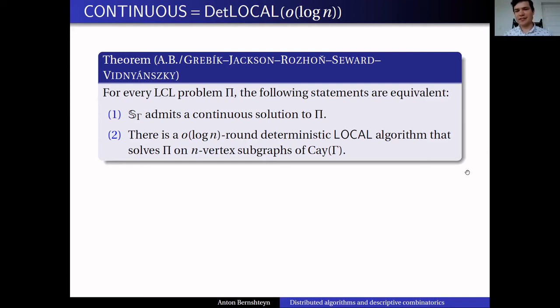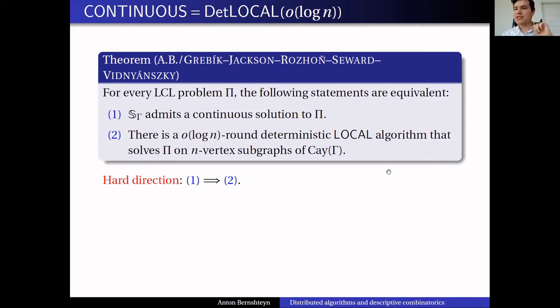Again, having a continuous coloring or continuous labeling that solves the problem on the shift graph is exactly the same as having a little o of log n round deterministic local algorithm on finite subgraphs of the Cayley graph. The direction from 2 to 1 is very similar to what I sketched for getting a Borel solution: given a deterministic algorithm, you need to get this continuous solution. A similar argument in this context can give a continuous solution as well. So the direction from 2 to 1 is not very difficult.